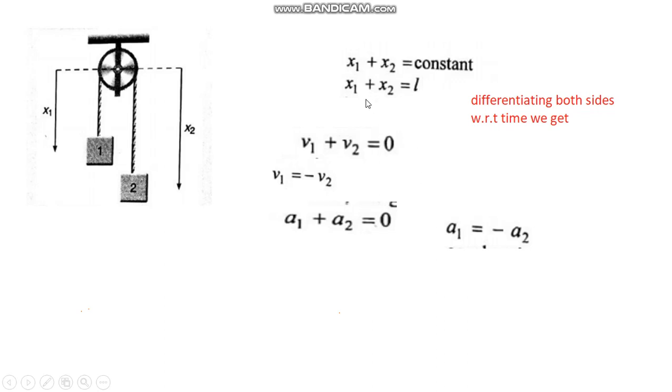If you differentiate once more, differentiating velocity, you are going to get the acceleration. Differentiating v1 gives a1, and similarly v2 gives a2. So a1 plus a2 is equal to 0. That means a1 is equal to minus a2. That means if a1 is some a, then a2 will be minus a. If this block is going downward with an acceleration a, this block will be going upward with an acceleration a. This minus indicates change in direction.